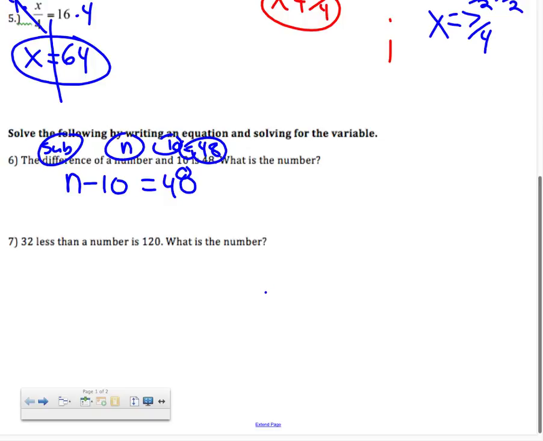So now that we have the equation, we figure out what we are going to do to solve this. Well, right now it's n minus 10. I don't want the variable to be done with any other number there, so I'm going to add 10 to both sides.